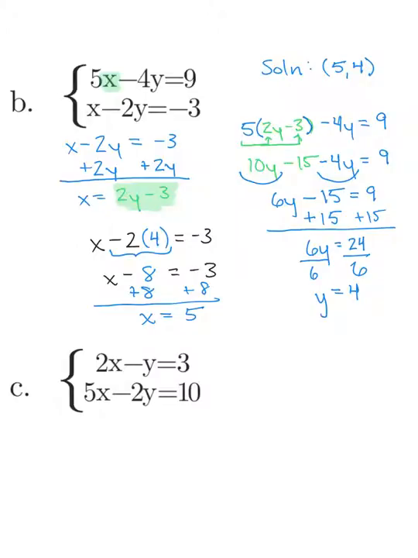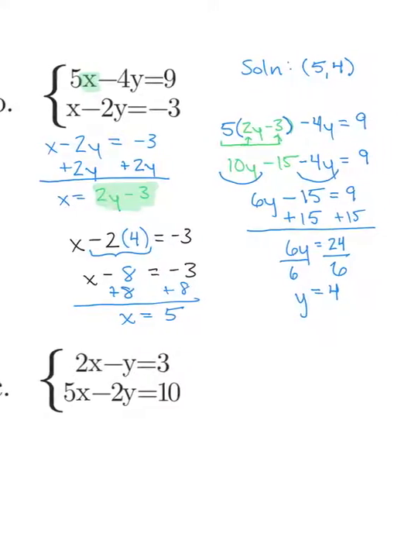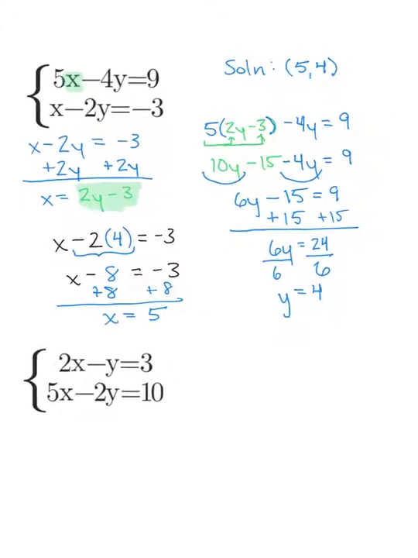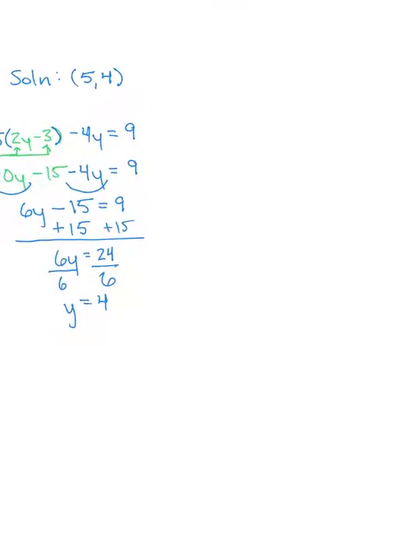Okay, let's go ahead and check this one as well. If we go ahead and check this, let's plug it into the first equation. My first equation was 5x minus 4y equals 9. If we plug this in, we get 5 times 5 minus 4 times 4 equals 9.